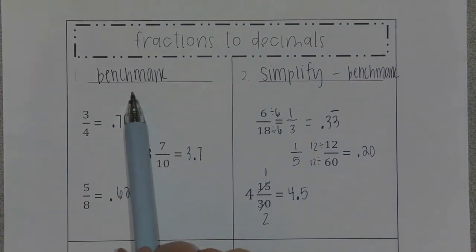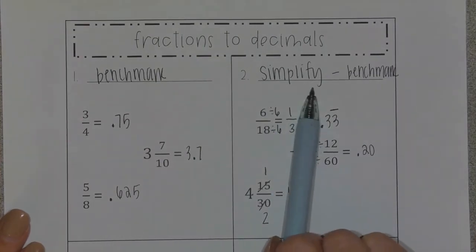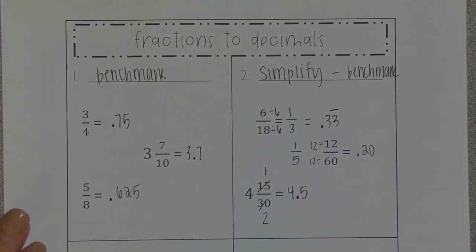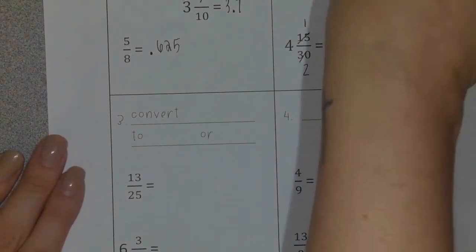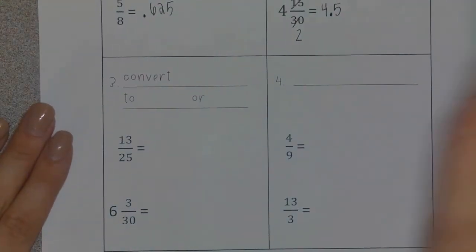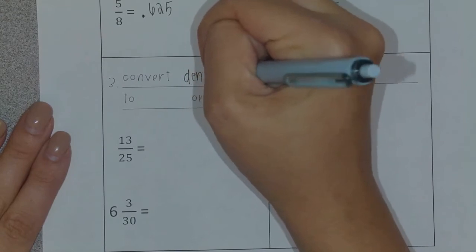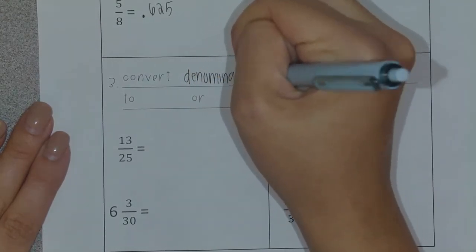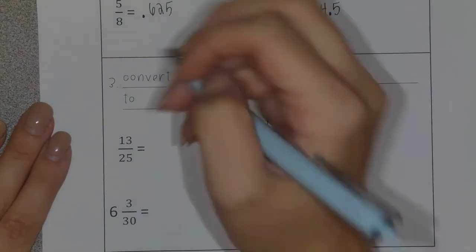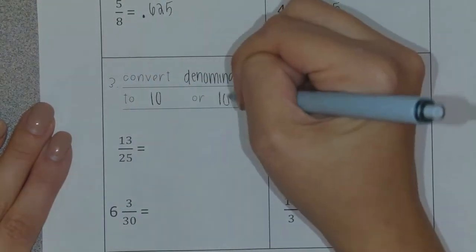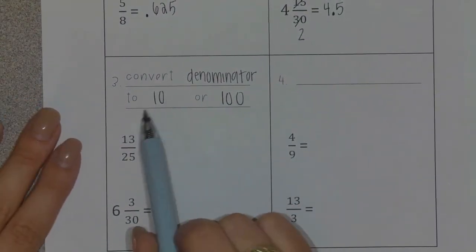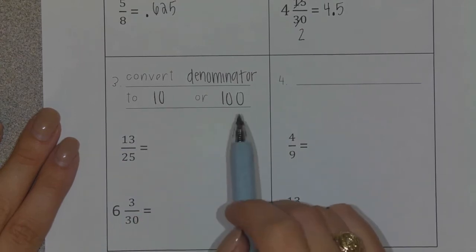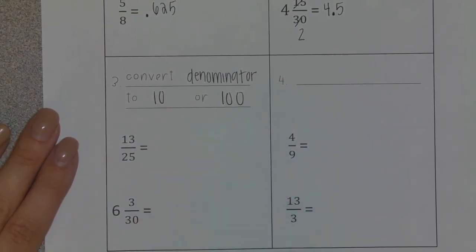Okay, so again, step 1 might already be a benchmark. If it's not, simplify. See if it becomes a benchmark. But not every fraction we look at is a benchmark fraction, even if we simplify it. So step number 3, what I want you to try to do, and it's not possible with every fraction, is try to convert the denominator, the bottom number of that fraction, to the number 10 or 100. You might be thinking, Ms. Smith, why 10 and 100? Because those are our decimal place values. We have tenths and hundredths. So if we can get it to 10 or 100, it makes it super easy to write a decimal.